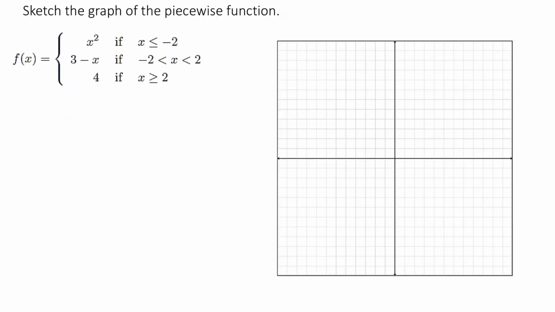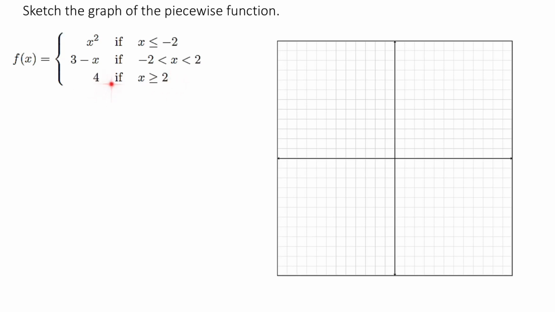All right, so here we're asked to sketch a graph of a piecewise function. So we have to look at the domain for each of these pieces here. So this x squared is the graph when x is less than or equal to negative 2. This 3 minus x is the graph if you're between negative 2 and 2. And 4, a horizontal line, is the graph when x is greater than or equal to 2.